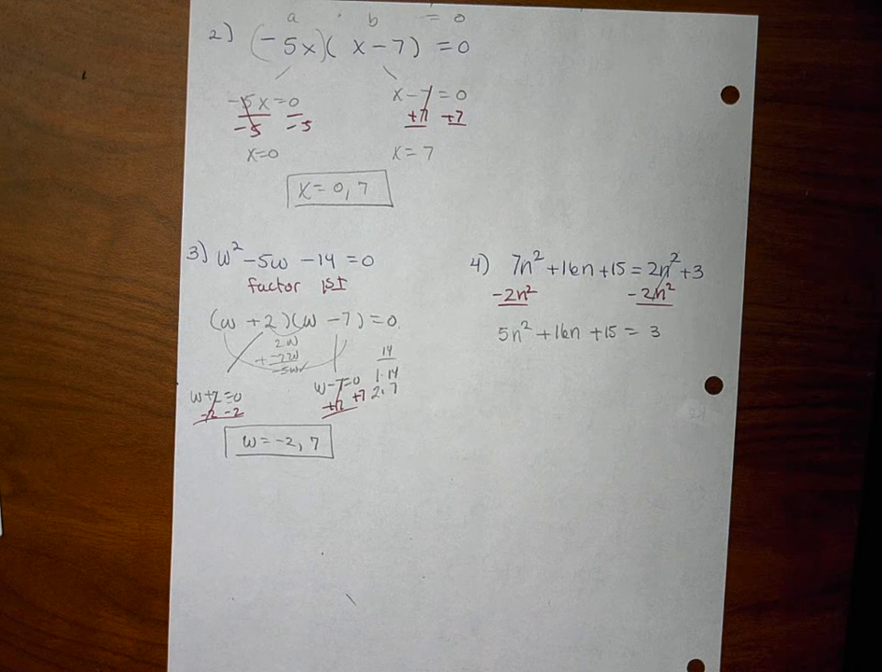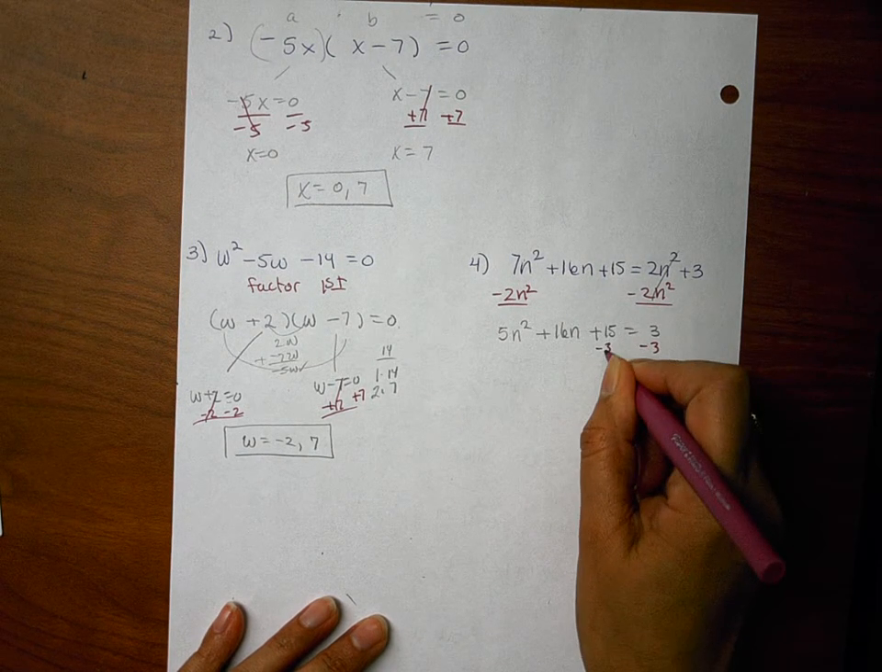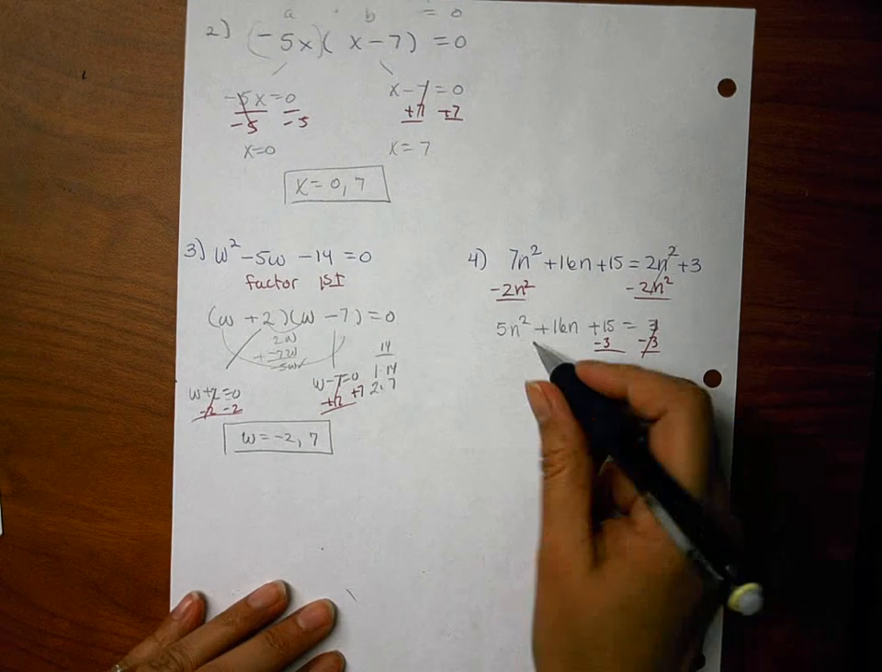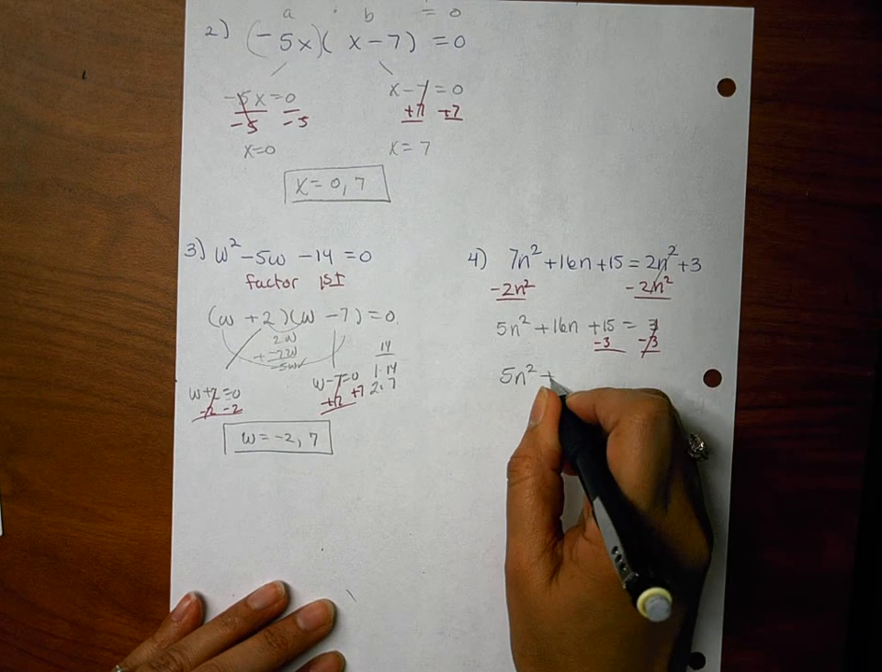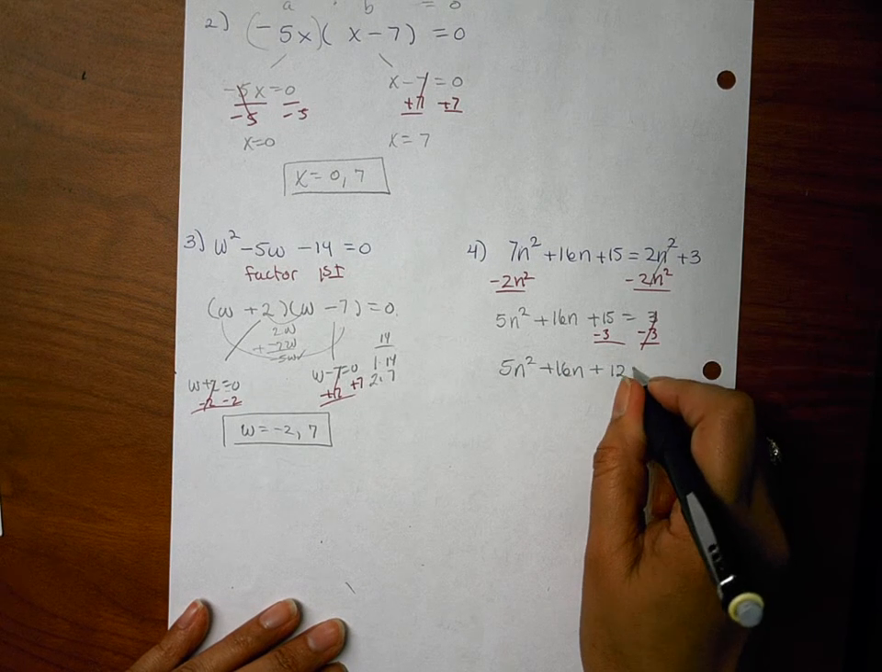And now I'm going to subtract the 3. Where's 3's like term? It's with the 15. The 16n did not have a like term, and that's okay. 5n squared plus 16n plus 12 equals 0.